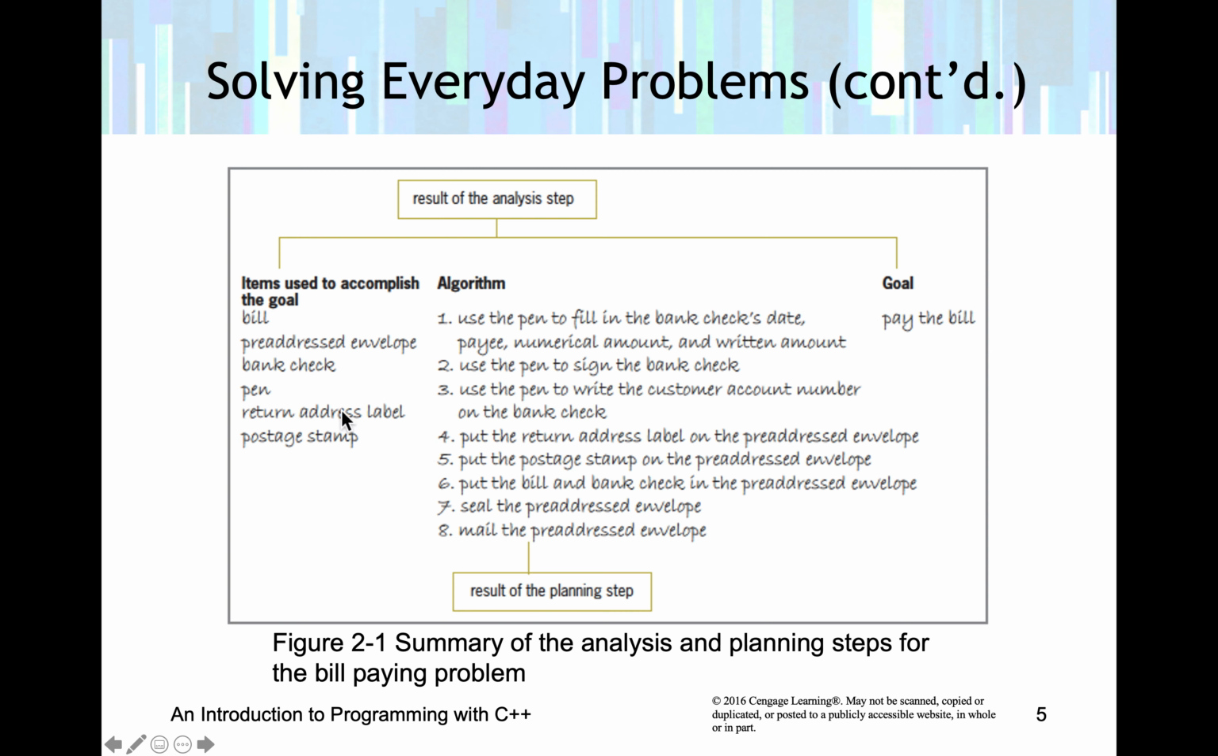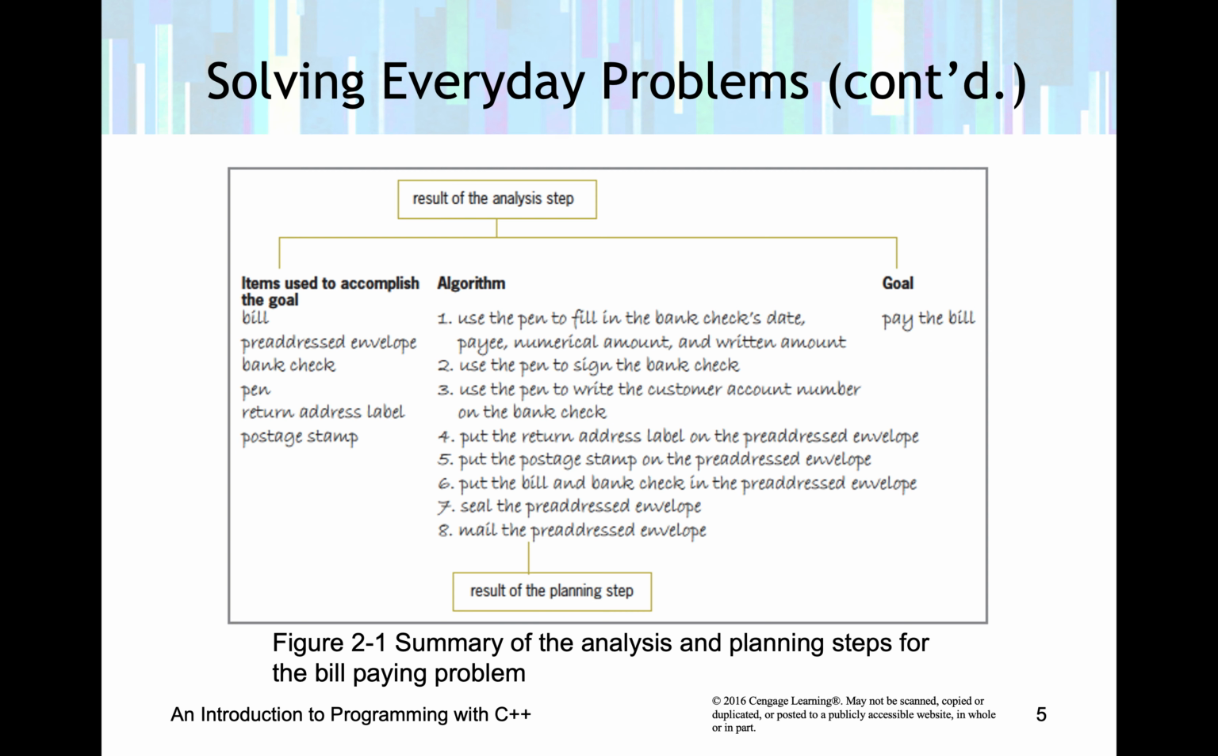You've got all these items. So what's the first step? Well, the first step is you would use the pen to fill in the blank check: the date, the payee, the numerical amount, and then you write the amount. Step 2, use the pen to sign the check. Step 3, use the pen to write the customer account number on the check. Step 4, put the return address label on the pre-addressed envelope. Step 5, put the postage stamp on the envelope. And so on and so on. So you get the point.